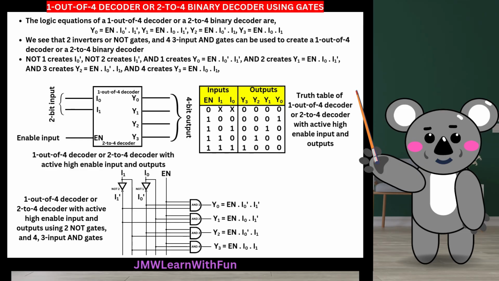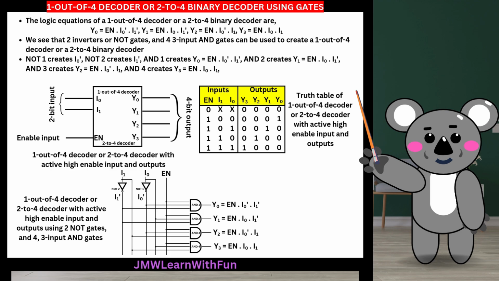The figure shows the block diagram of a 1 out of 4 decoder, or 2 to 4 decoder, with active high enable input and outputs, with 2-bit input I0, I1, 1 enable input en, and 4-bit output y0, y1, y2, y3. The truth table of a 1 out of 4 decoder, or 2 to 4 decoder, with active high enable input and outputs is shown.